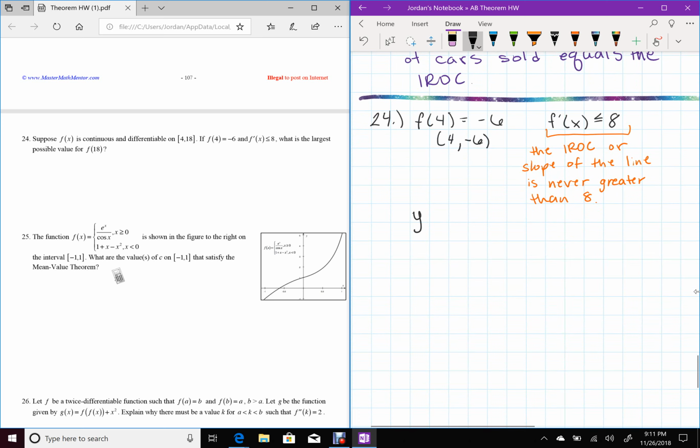So if we use our point slope form, y minus y1 equals m times x minus x1, our y1 was -6, so we have y plus 6. The slope we had was 8. X minus x1 was 4. And the x that we're interested in is the 18. We want to figure out what the maximum y value can be for 18. So the y is the f of 18 we're looking for. Add 6, we have 8, and then the x is 18 minus 4. Solve for f of 18.